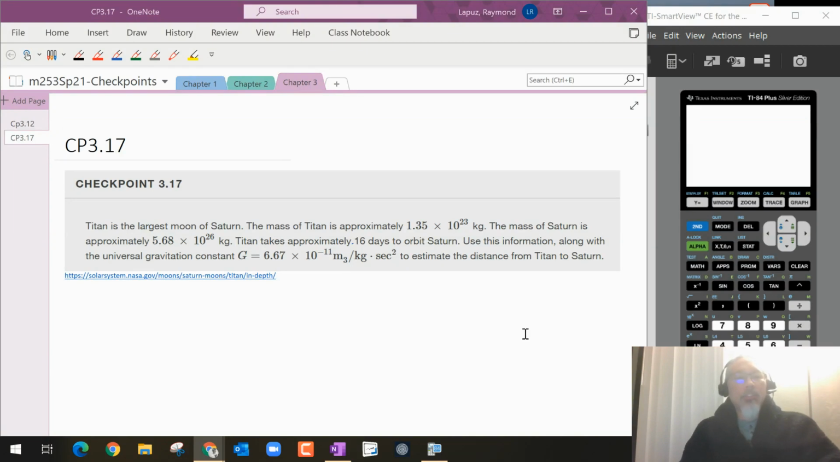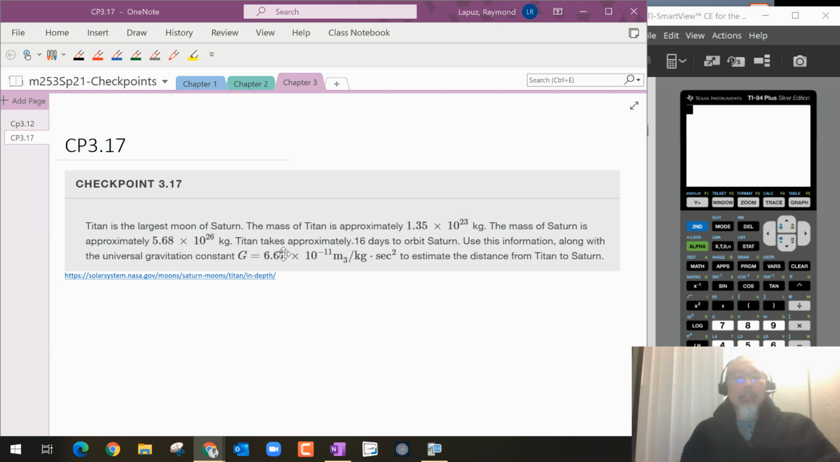Hello, let's do checkpoint 3.17. In this checkpoint, they want us to look at Titan, the largest moon of Saturn, which has a mass of 1.35 times 10 to the 23rd kilograms. And then the mass of Saturn is 5.68 times 10 to the 26 kilograms.